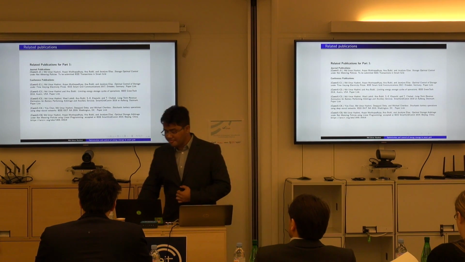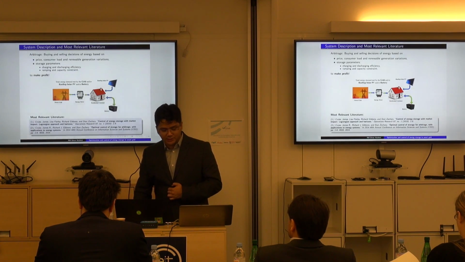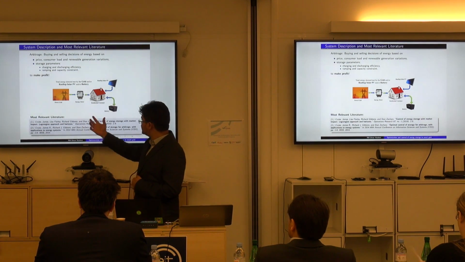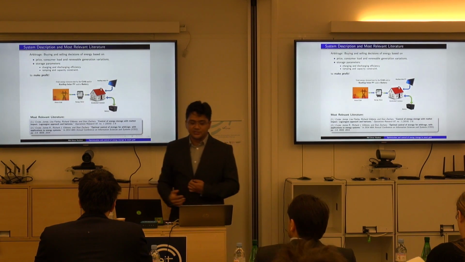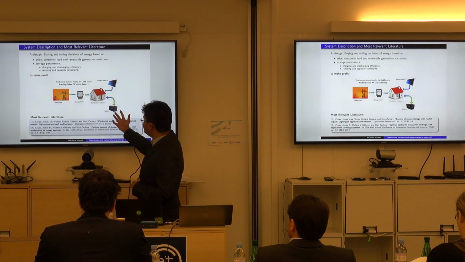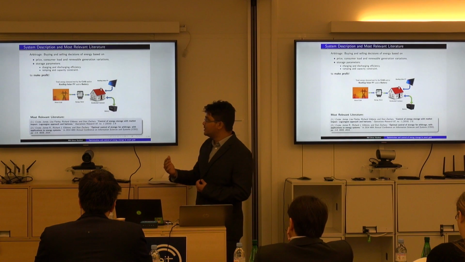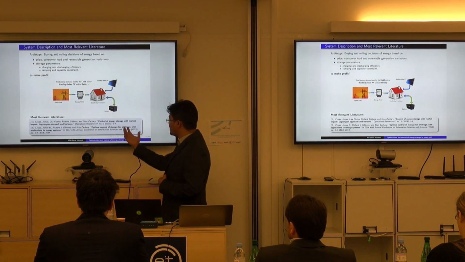I'll describe the system that we are using for energy arbitrage, which is a consumer, residential or a low voltage consumer, that is connected to the grid and has a PV which is varying over time. The goal is to control the battery charging and discharging modes in such a way that the consumer actually makes a profit or reduces the cost that they might incur without having a battery.